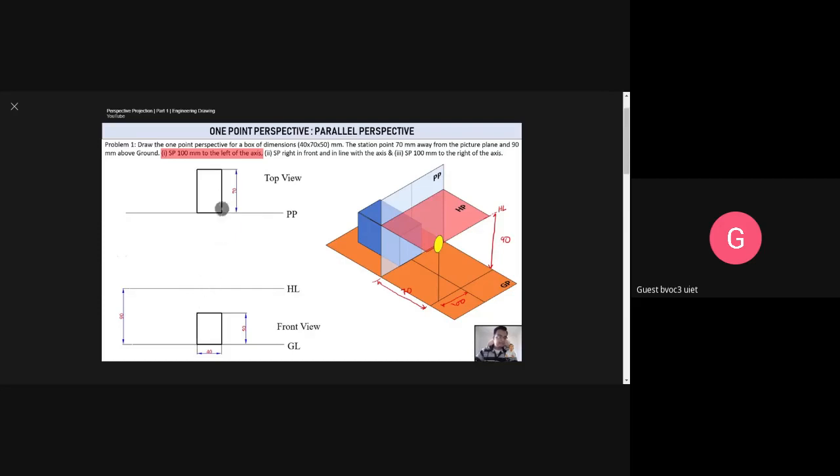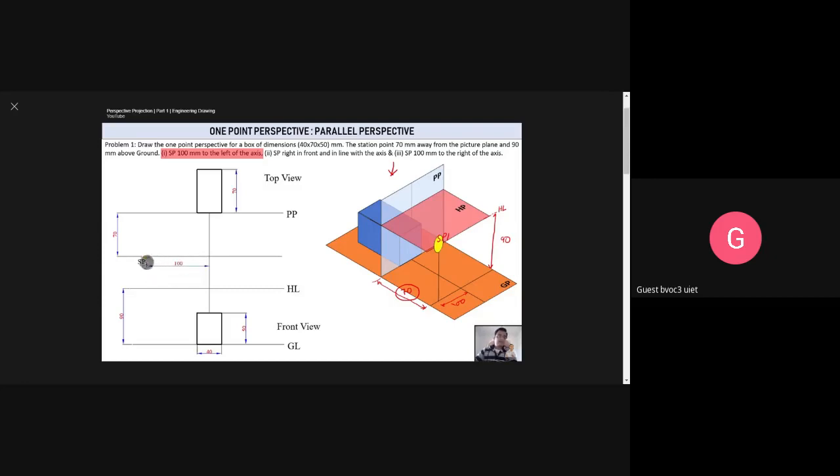Absolutely in line. Okay, start to finish in line. There you go. Now the station point is how much away? 70 millimeters away, and this can only be seen from the top. So in the top view, we are making this 70 millimeters away. We have made this line, and somewhere here we'll have the station point's top view. So SP1, this is going to be SP1, station point 1. Okay, how far from here? The distance is going to be 100 millimeters.